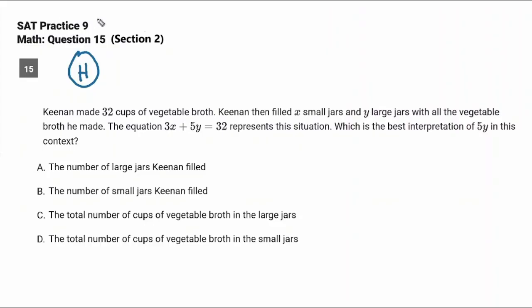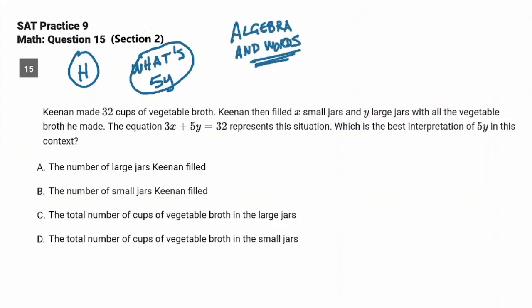So what are we looking for here? Well, we're looking for what's 5y. This problem is algebra and words. These problems come up on every SAT. Evil Testing Service usually makes them easy, but as you can see here, can also make them hard. They can make them medium too. Anytime you see these kinds of problems, you want to deconstruct what's going on.